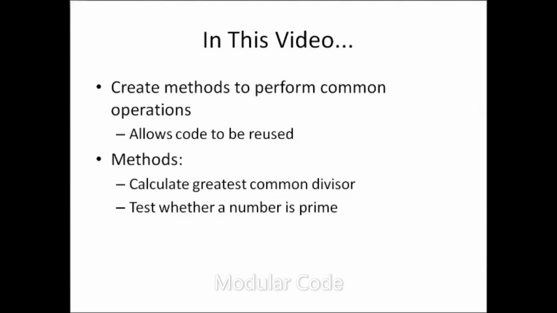Now the methods we're actually going to implement are: we're going to write one that calculates the greatest common divisor of two numbers, and we're going to write a method that tests whether a particular number is prime.